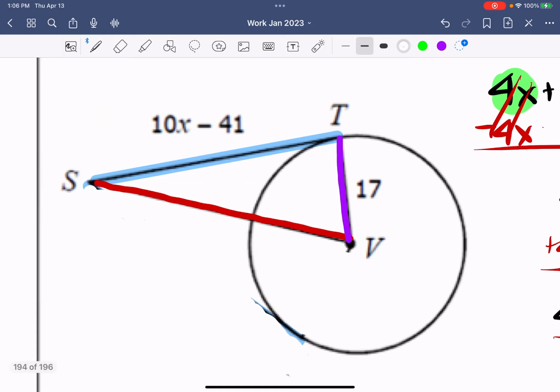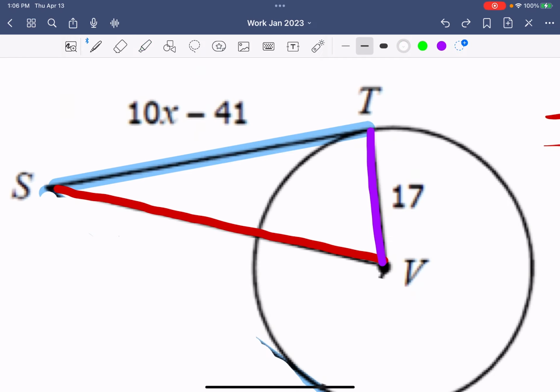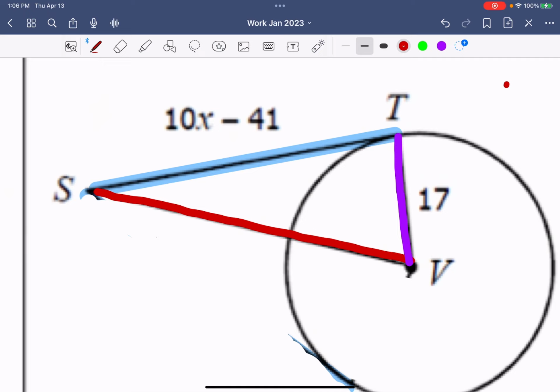So now this is actually a triangle that we're dealing with. Because it is a tangent, it has a 90-degree angle. So we have a 90-degree angle here. All right, and then what else can we do? We can find what number this piece is because we know the answer to x.